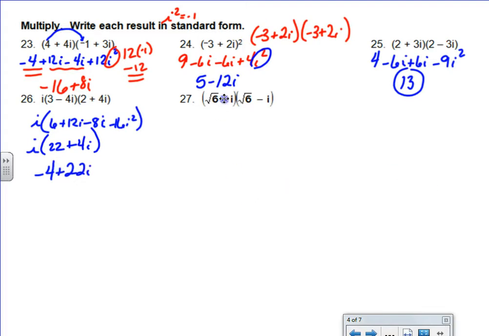27 is the same idea, we just got weird radicals. So square root of 6 times square root of 6 is 6. Again, we have conjugates, so negative i square root of 6 and then positive i square root of 6 will cancel each other out. And then we've got a negative i squared. So those cancel. 6 minus a negative 1 is really 6 plus 1, so I think we get the answer of 7.